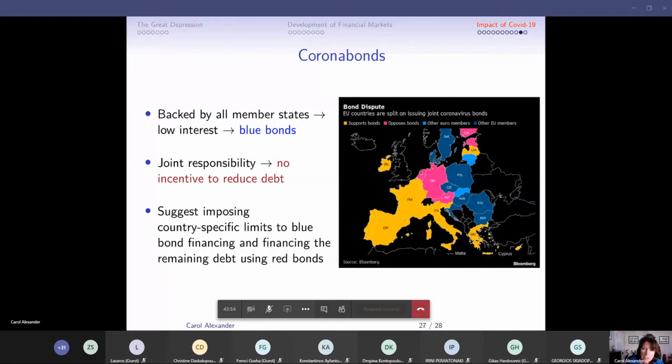I'm nearly finished. Coronabonds, they're not issued yet. The countries in yellow are for, those in pink against. And why are they against? Well, these bonds would be backed by all member states. So they'd be very low interest, very high credit quality. But the view of the Netherlands, Austria and Germany is that countries like Greece would have no incentive to reduce debt if they had these bonds. And so they're likely to be limited, and the remaining debt would have to be financed using red bonds.